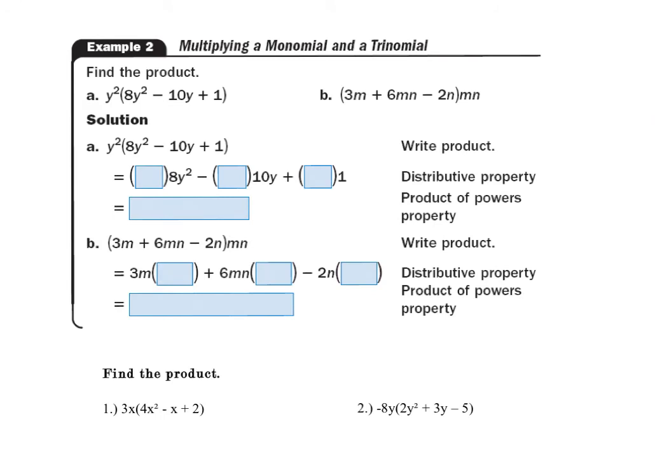Now we are going to multiply a monomial, so still one term, but this time by a trinomial, so 3 terms. Now, here's the deal, guys. We're doing the exact same things, the exact same set of skills. There's just one more thing that we have to multiply it by.